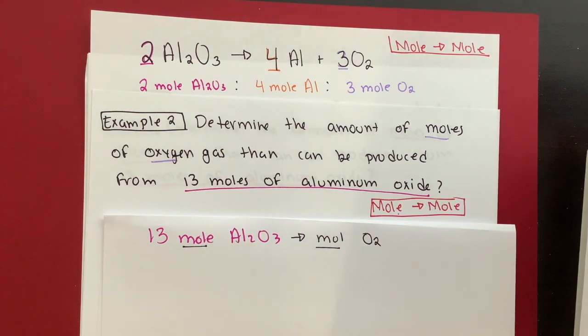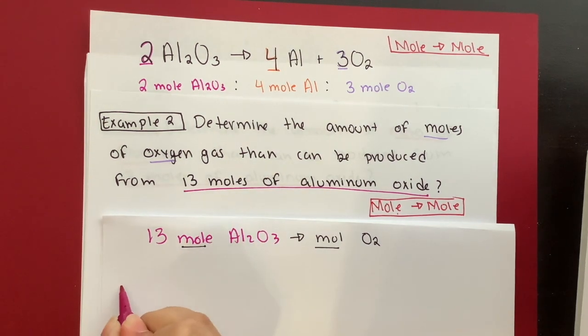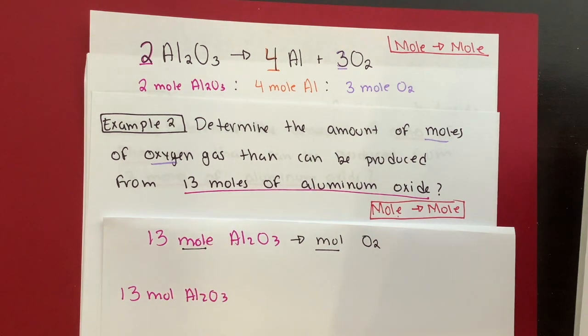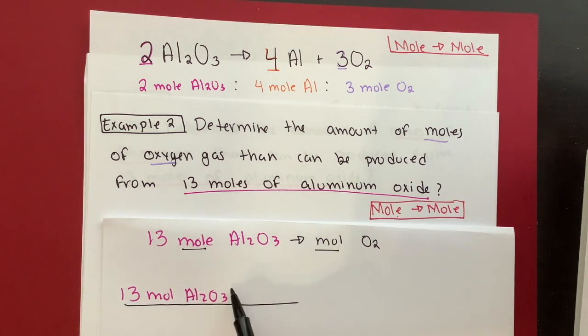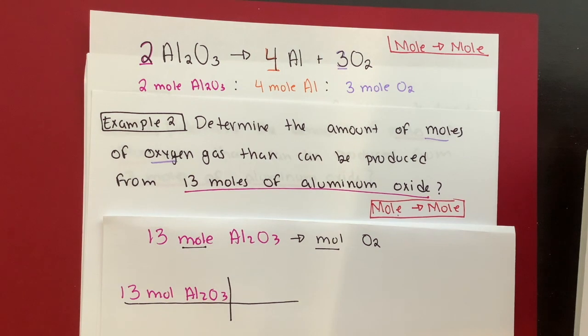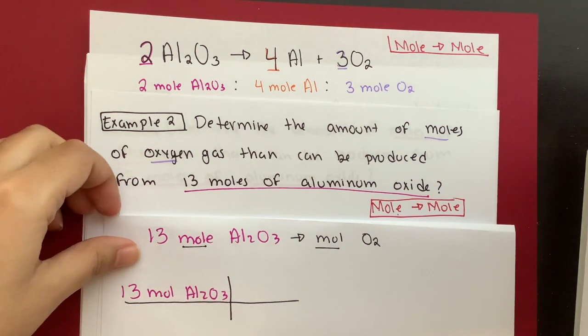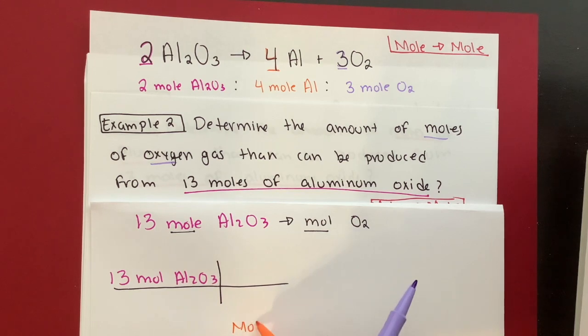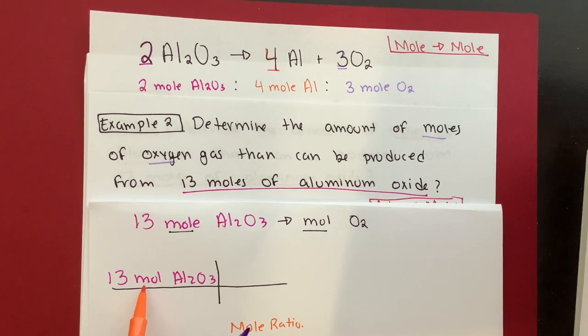So to start this problem, again, we're going to start with what was given to us. 13 moles of aluminum oxide. I'm going to take my time, take the trouble, write the unit and the compound that we're talking about. Now, since we are already in moles, we can use the mole ratio. So my next step is going to be to use the mole ratio. I'm going to use the mole ratio now because I am already in moles. Well, when I'm in moles, I could use a mole ratio.